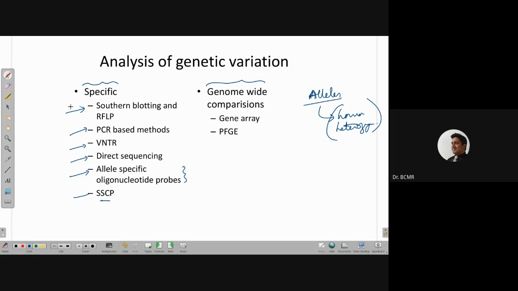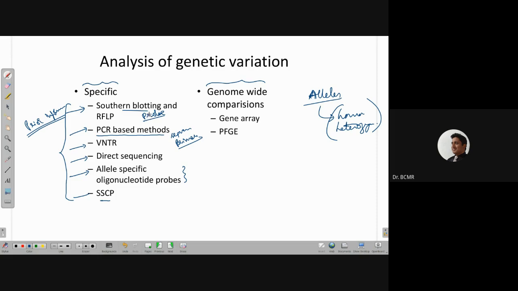Before we get in, I also want you to remember that to use any of these techniques, at least in some parts, we need prior information. Without any prior information, we cannot, for example, design PCR-based methods. We should know the sequence at least a little bit so that we can design the primers, right? For Southern blotting, we should know what we want to look at, and then we have to make a probe. So we need to have some knowledge about the sequence.